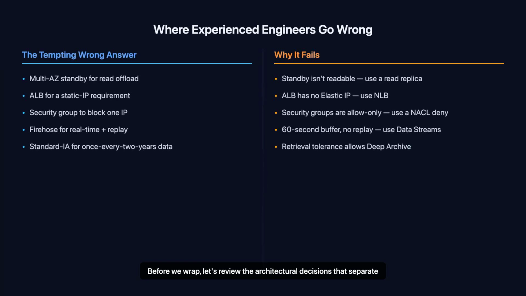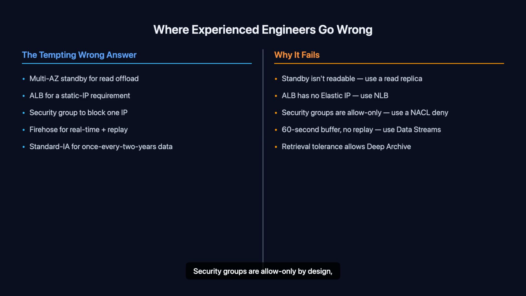Before we wrap, let's review the architectural decisions that separate reliable systems from fragile ones. Teams that reach for multi-AZ standby to offload reads end up with the same bottleneck they started with. The standby isn't readable, so the right answer is a read replica. Teams that pick an application load balancer for a static IP requirement discover it has no elastic IP. A network load balancer is what actually holds a fixed address.